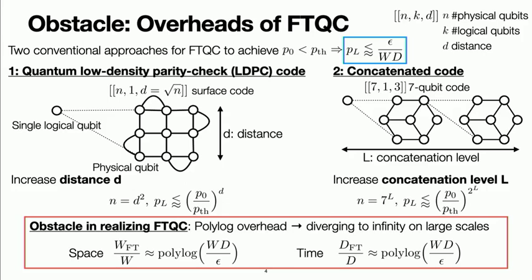But in any approach, we need a polylogarithmically growing overhead, in both space and time. You may think polylogarithmic overhead is small, but this diverges to infinity on large scales as we increase the circuit size to be implemented. And in particular, in experiments, the number of qubits is quite a valuable resource. So this polylogarithmic overhead is indeed still too large to realize FTQC. So we need to reduce space overhead.